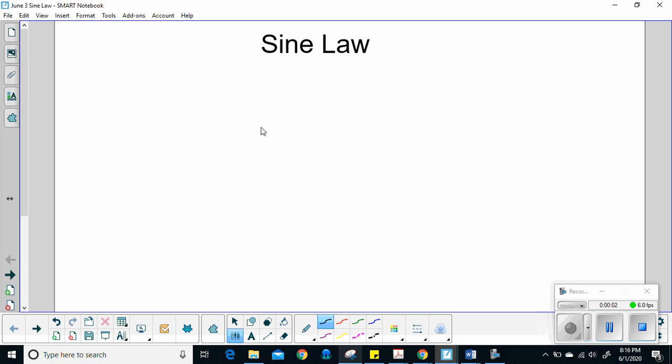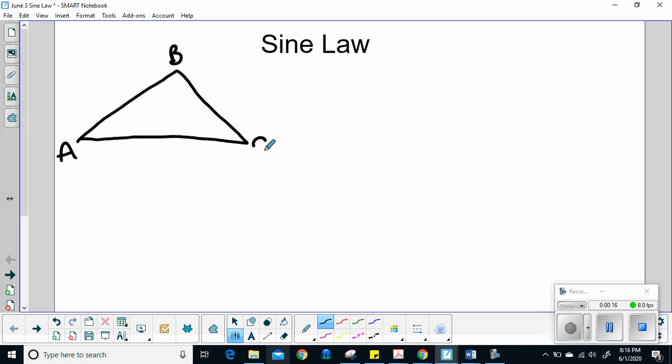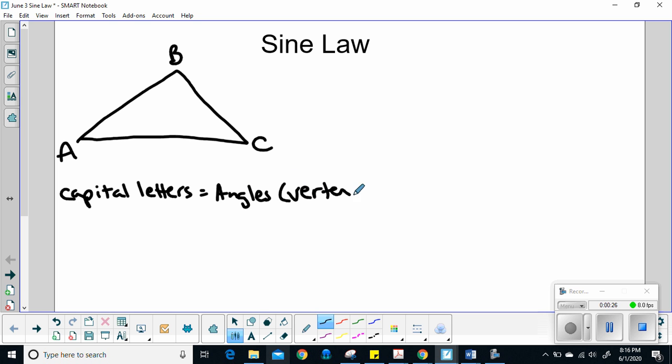Right, today we're going to look at the sine law. So the sine law is how we solve any triangle. Any triangle at all. It does work in right angle triangles. It works in every triangle. So we use capital letters for each vertex, right? Capital letters. Those are my angles. So that's how we label each vertex.